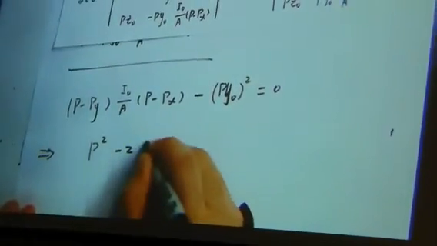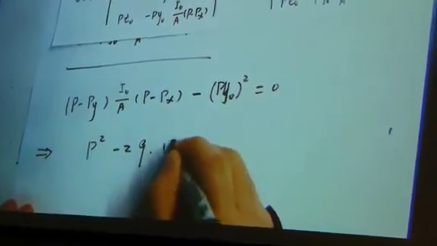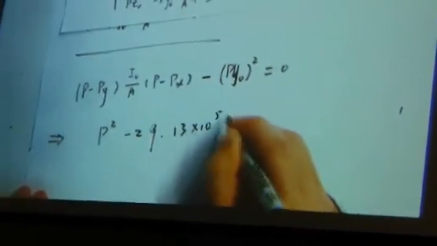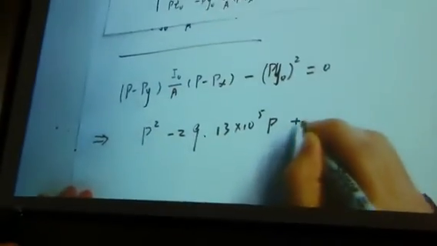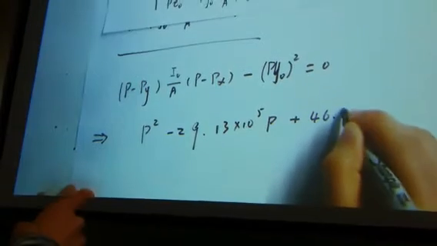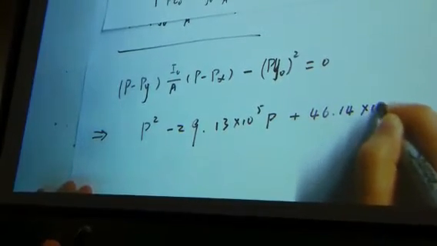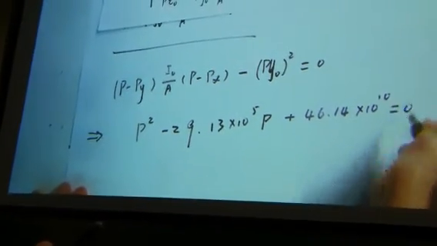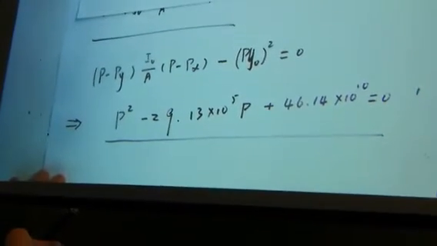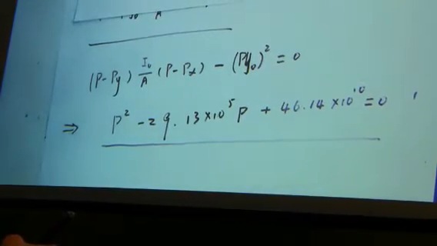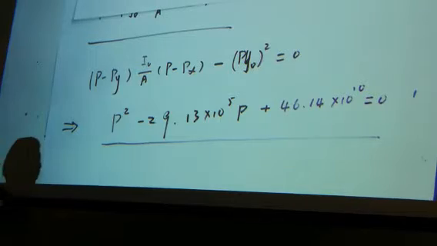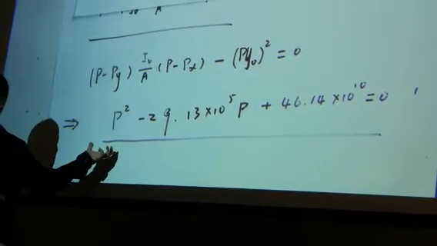Becomes p squared. This is a second order equation with one unknown. You solve this equation, you get two values for p.